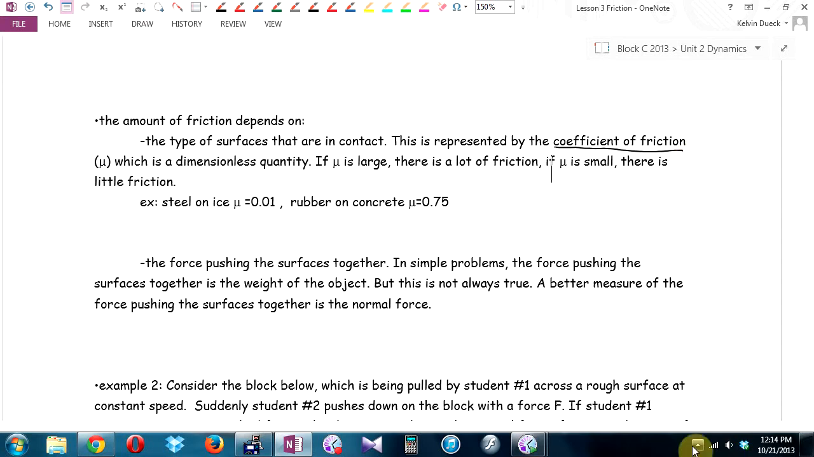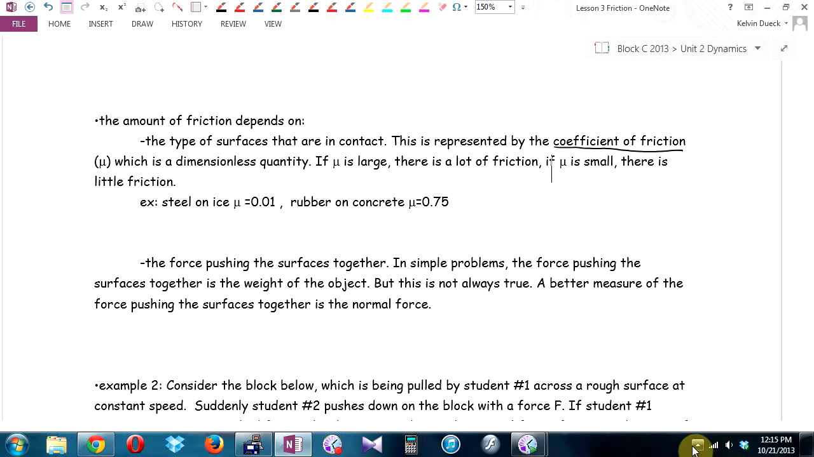What's its symbol? A Greek letter. What Greek letter? Right? Greek letter mu. We use that symbol for the coefficient of friction. Okay? What are the units for this? Nothing. It's not measured in newtons. It's not measured in meters per second squared. It's unitless. In fact, I'll prove it to you a bit later on. But the bigger this number, the stickier the objects are.